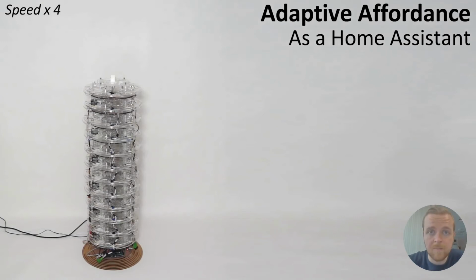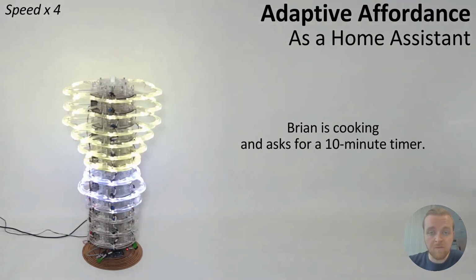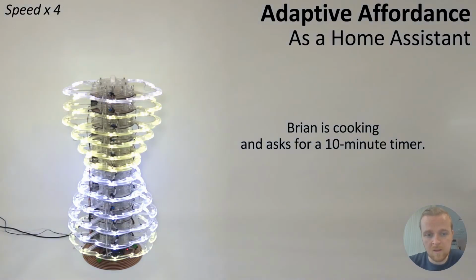In the last category, we found one application making use of adaptive affordance. We imagined a persona, Brian, who is cooking a meal in the kitchen and asks for a 10-minute timer to his home assistant. As a response, the home assistant morphs into a 10-minute hourglass.